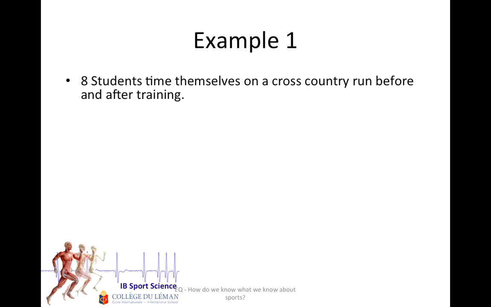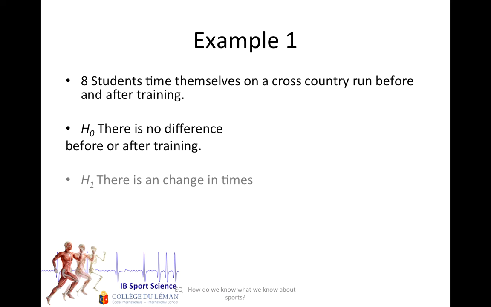Example 1. So we have 8 students and they time themselves on a cross-country run before and after training. So our null hypothesis is that there's no difference before and after training, and our alternate hypothesis is that there is a change in times. Now have a think. With that hypothesis, is that a one-tailed or a two-tailed test that I'm going to be doing?